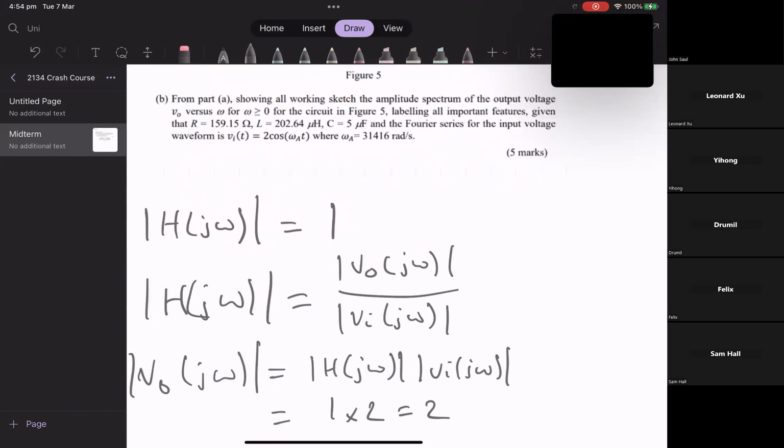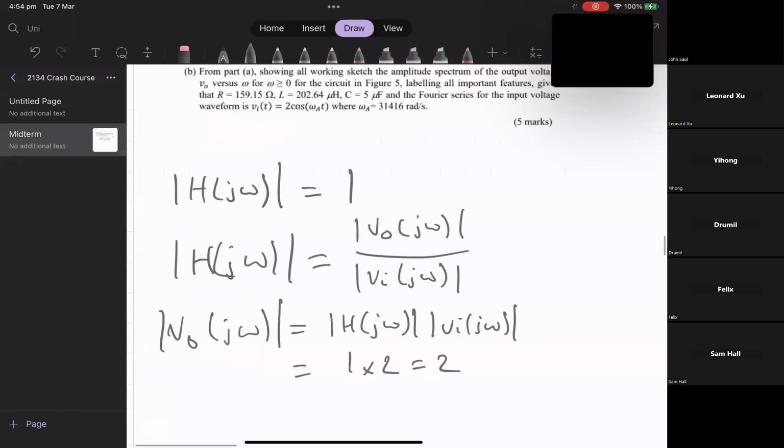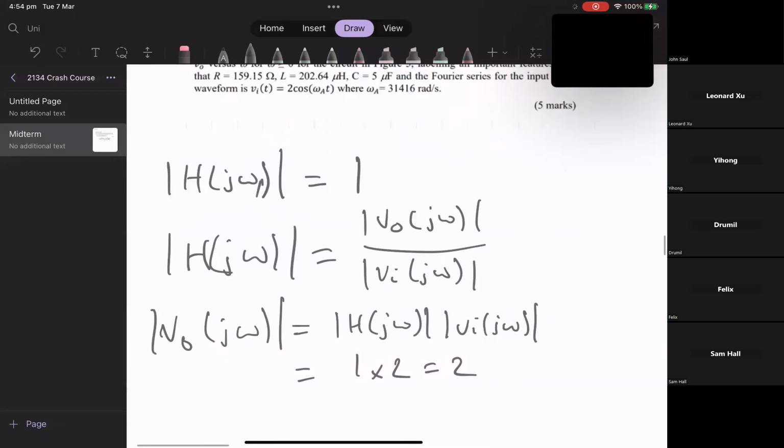Okay, does anybody have an idea of how we would turn this? We've got this one single magnitude value at, I'll specify that it's at omega A. Does anybody know how we would turn that into a magnitude spectrum?